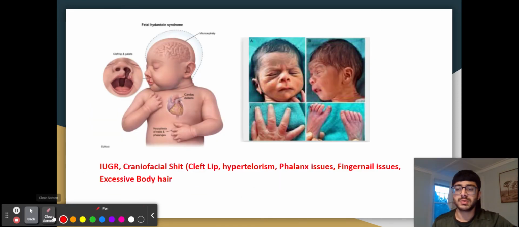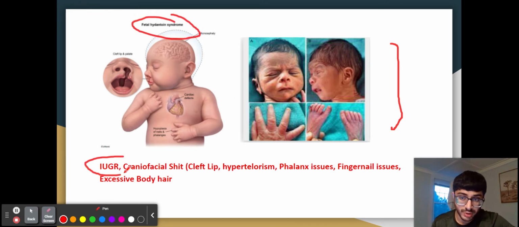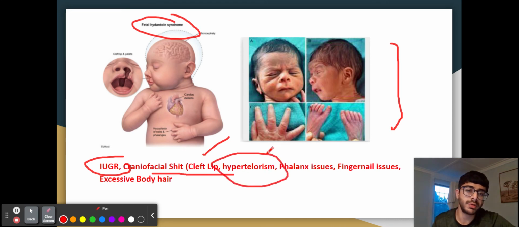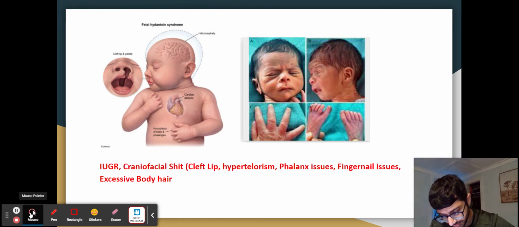Okay, this is just the one that we don't really care about much, but anything that causes folate deficiency, generally we think about phenytoin, but valproate, anything can cause fetal hydantoin syndrome. Now, just remember the features. Intrauterine growth restriction, well, that's kind of non-specific. So this cleft lip, carbamazepine also causes cleft lip. But what you're going to look for is the hypertelorism, the fingernail issues, the phalanx issues. Look at these fingers, guys. Just look at them, right? And excessive body hair. So this is just kind of something you want to look up. Take a look. Let me see if I'm missing something.